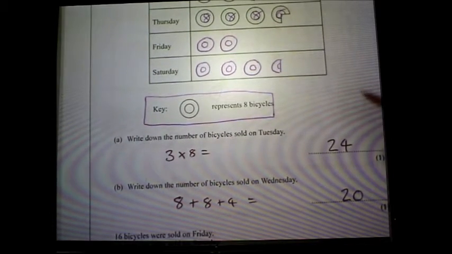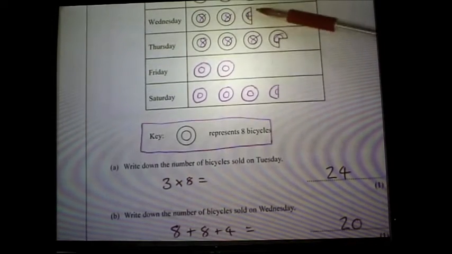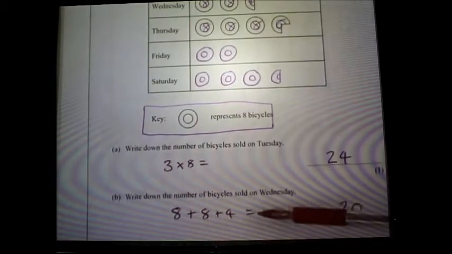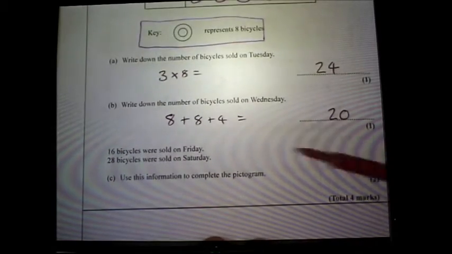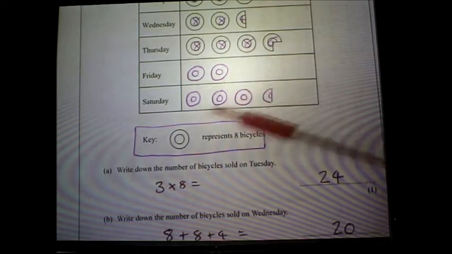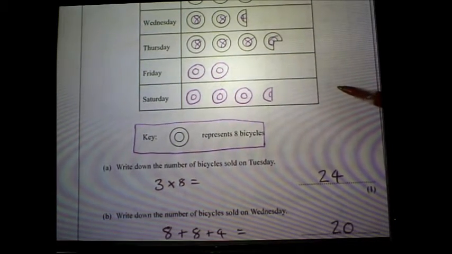On Wednesday, it's a full 8, a full 8, and a half of 1, so it's 8, 8, and 4, which is 20. 16 on Friday and 28 on Saturday, so 16 is 2 of them and 28 is 3 and a half of them. Question number 5, some coordinates.